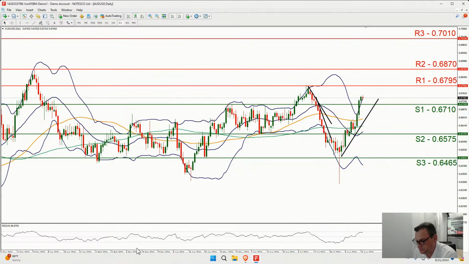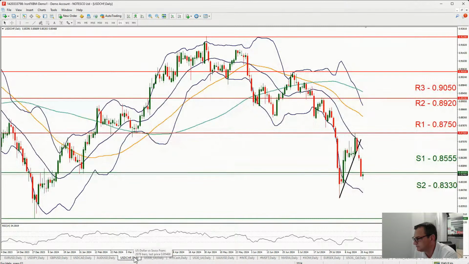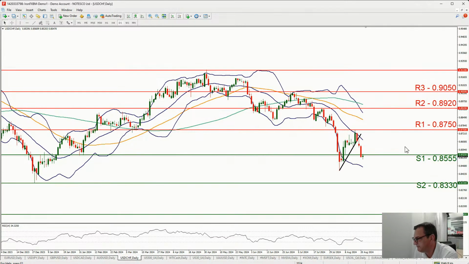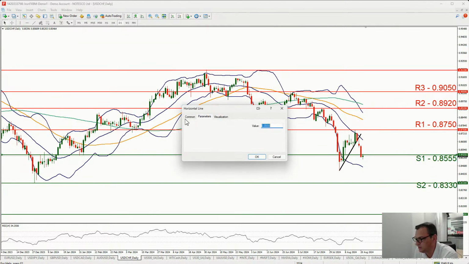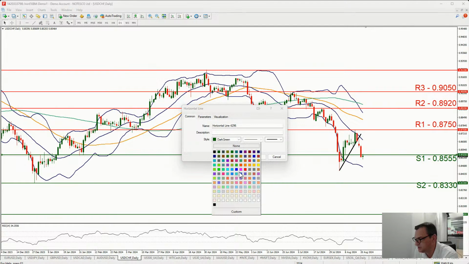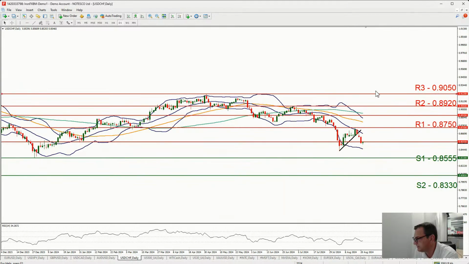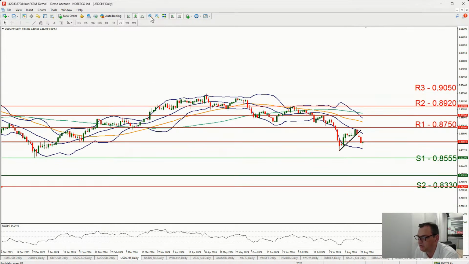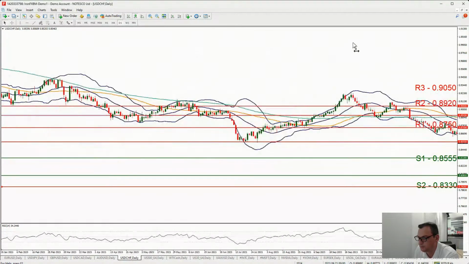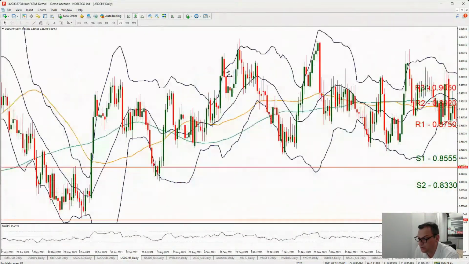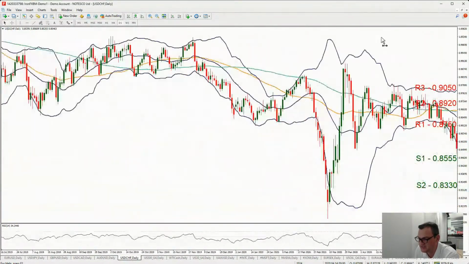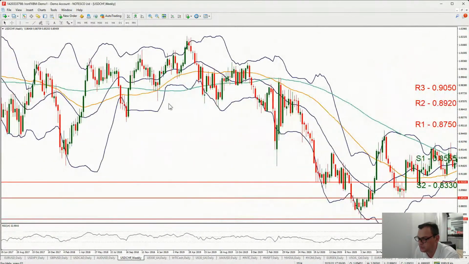Okay, let's have a look at USD CHF. So USD CHF fell, breaching the S1 0.8555, and we turn this into a resistance line. Let's go hunting for a new ultimate resistance level. We're going to go way back to find such low levels. I think we're going to be using the weekly chart here.